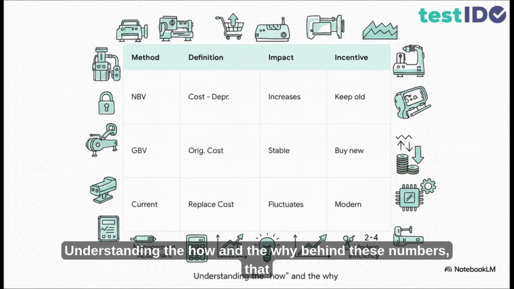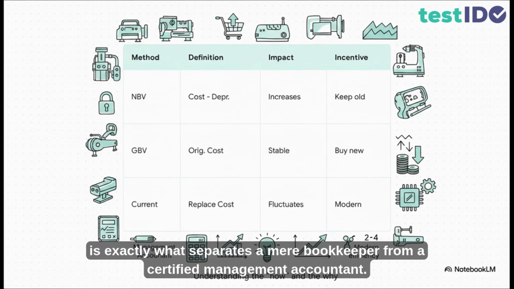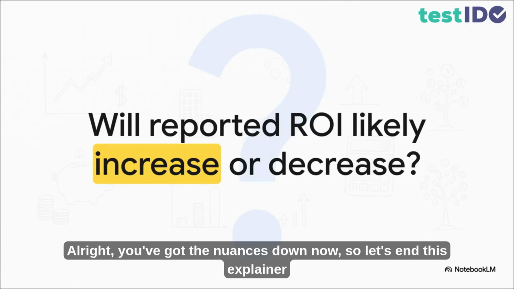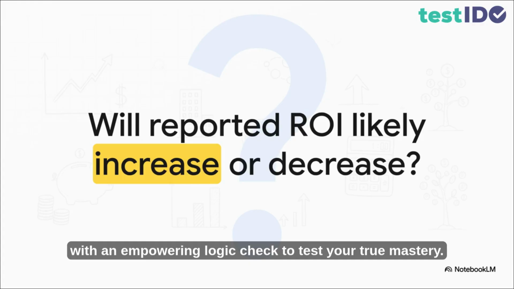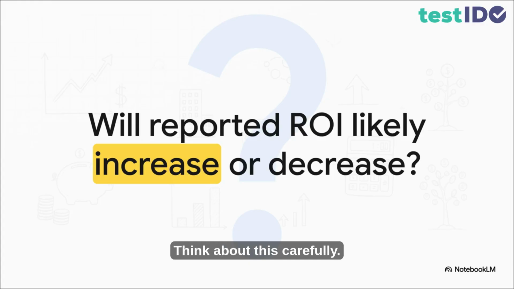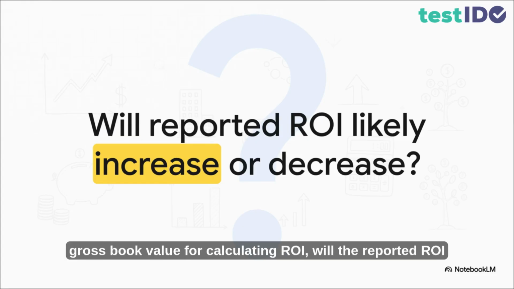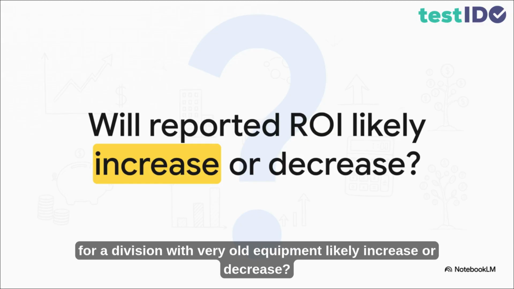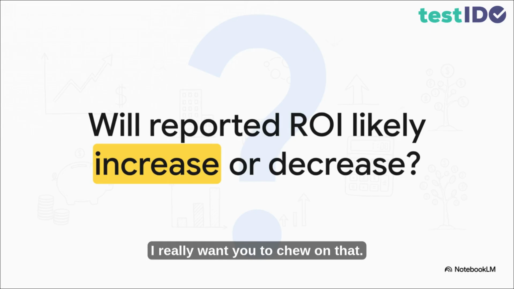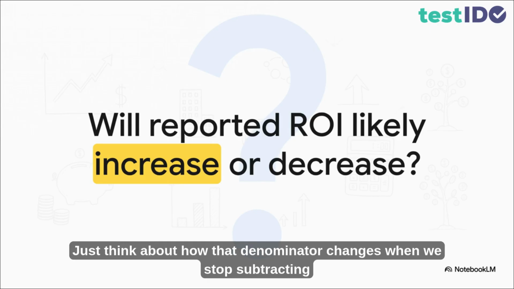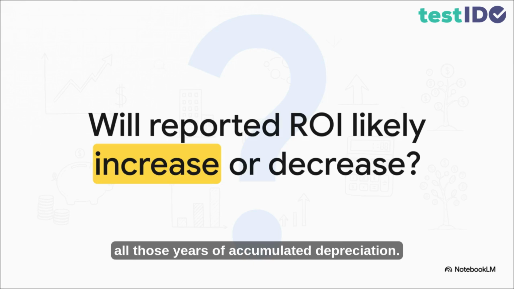Understanding the how and the why behind these numbers, that is exactly what separates a mere bookkeeper from a certified management accountant. All right, you've got the nuances down now, so let's end this explainer with an empowering logic check to test your true mastery. Think about this carefully. If a company switches from net book value to gross book value for calculating ROI, will the reported ROI for a division with very old equipment likely increase or decrease? I really want you to chew on that. Just think about how that denominator changes when we stop subtracting all those years of accumulated depreciation.